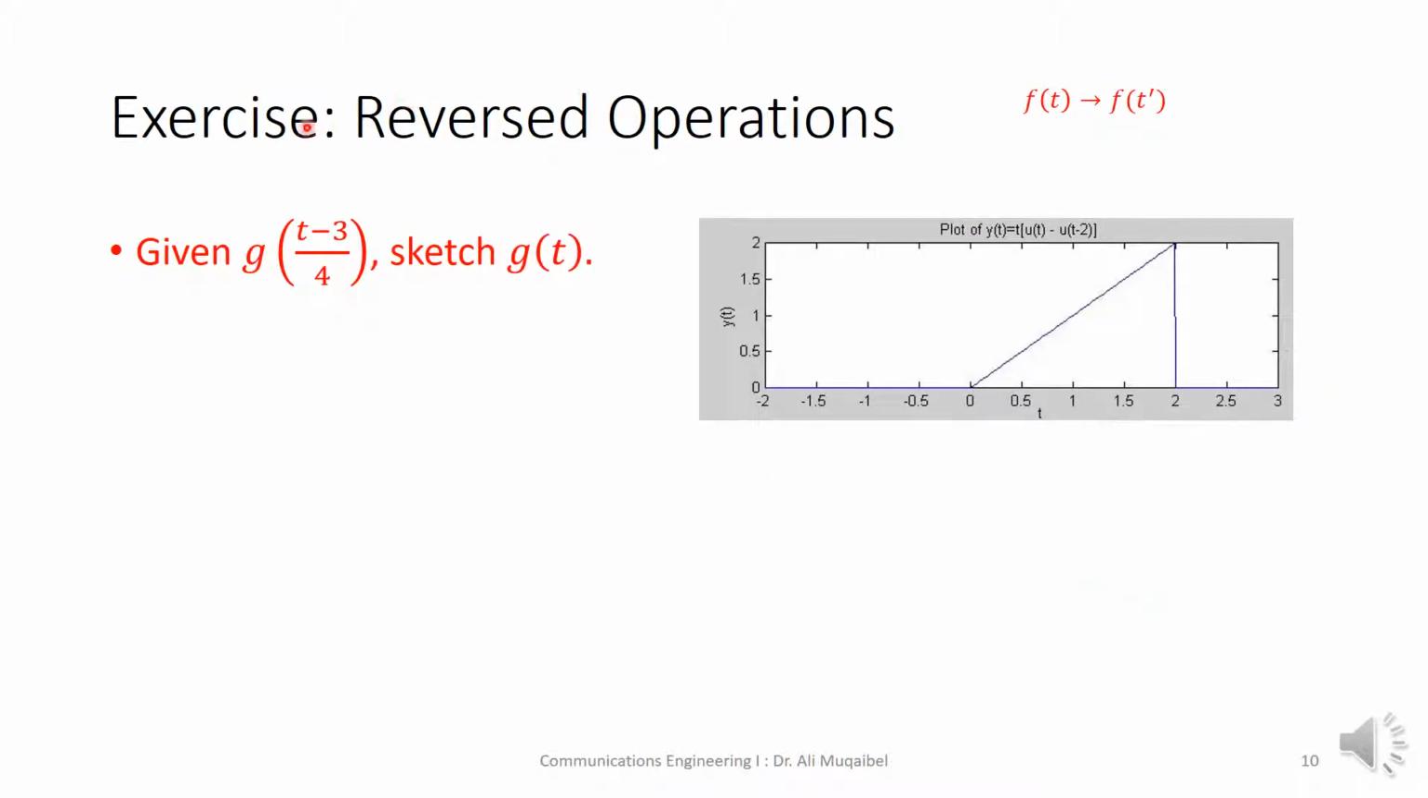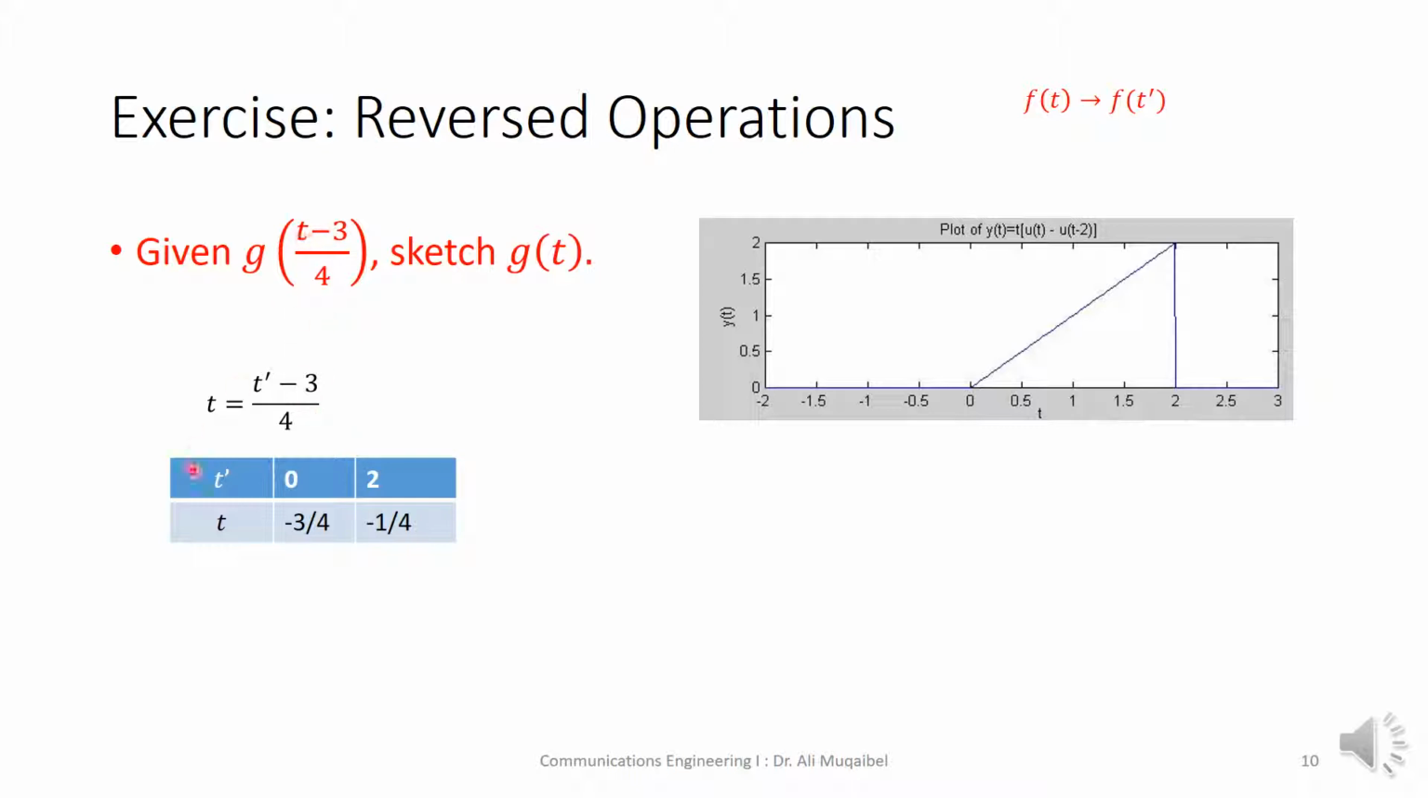This is an exercise, if you want to practice, it's not too difficult: given the following sketch of g of t. This is in fact a reverse operation, a reverse question. What you see here is g of (t minus 3) divided by 4, and your job is to sketch g of t. So in the previous example, I was given g of t, and I was asking you for some operations. Now what if you know that this is the shifted or manipulated function and you want to recover the original signal? Now we can do the opposite operation.